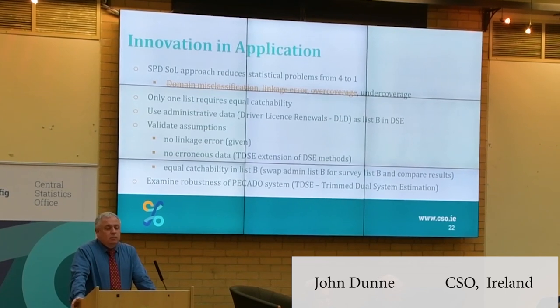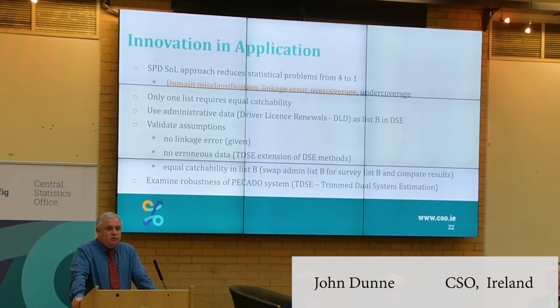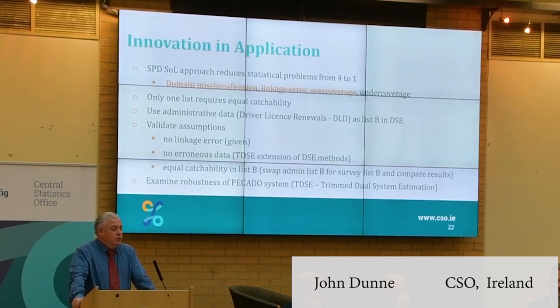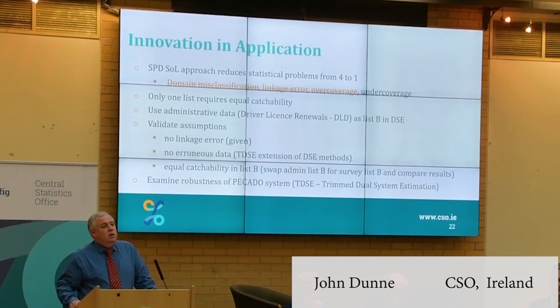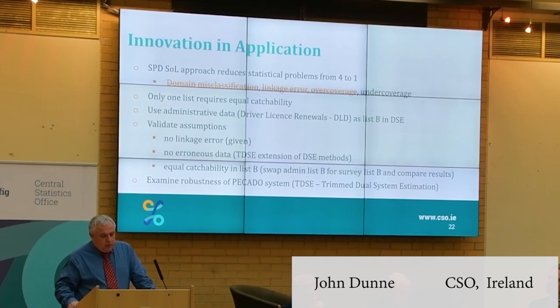The fact that we have our PPSN numbers to link back means that we have no errors around the domain misclassification or linkage error. And then the fact that we use a signs of life approach means that, in theory, we don't have to deal with an overcoverage problem, although in practice there may be some erroneous records sneaking in.